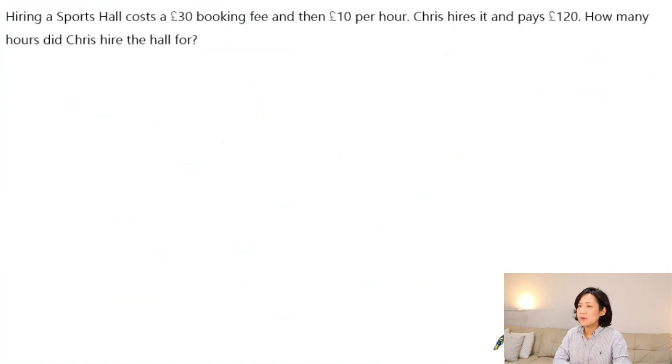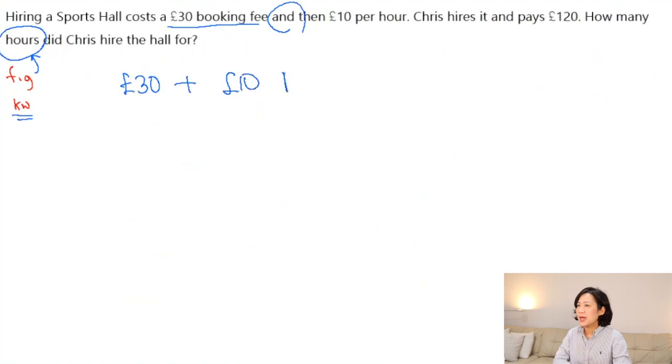This is a really similar question to the previous one. So identify the final goal: how many hours. So Chris is hiring the hall. The keyword is a £30 booking fee. So £30. Then additionally, we need to pay £10 per hour. That gives you the total, right?